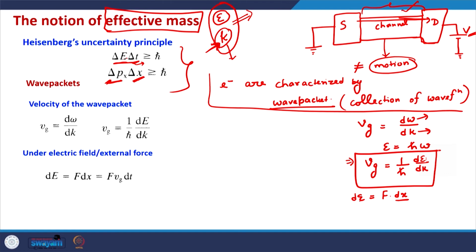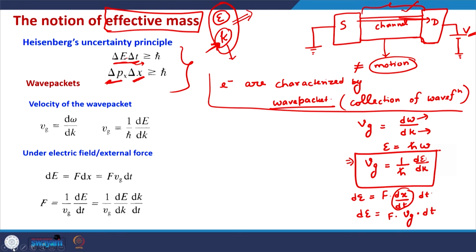So, the change in energy of the electron will be dE equals F times dx, and dx can be written as dx by dt into dt. So, dx by dt will be the velocity, which is the velocity of the electron wave packet, the group velocity, times dt. This dx by dt will be Vg, and in this case the expression will be dE equals F times Vg times dt.